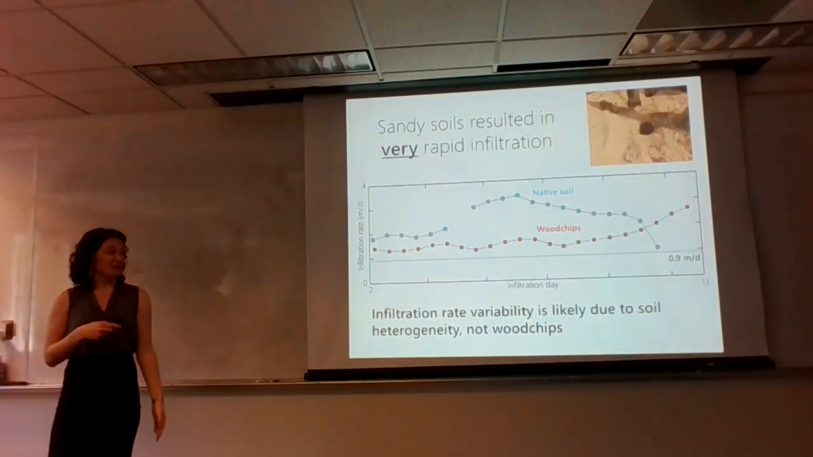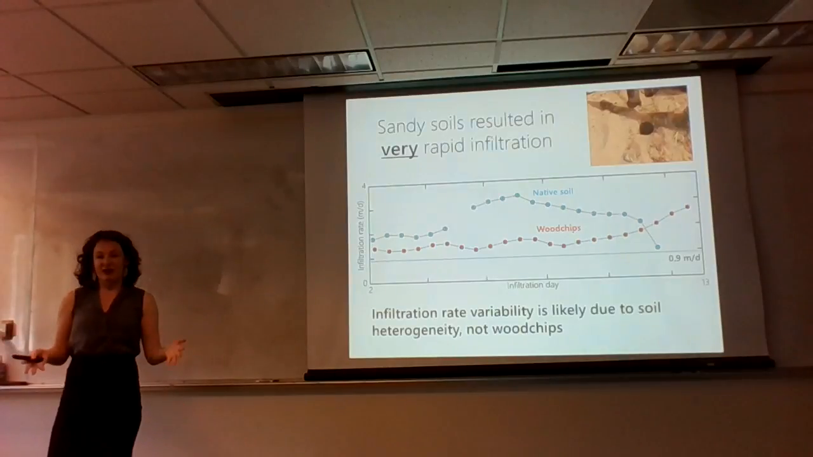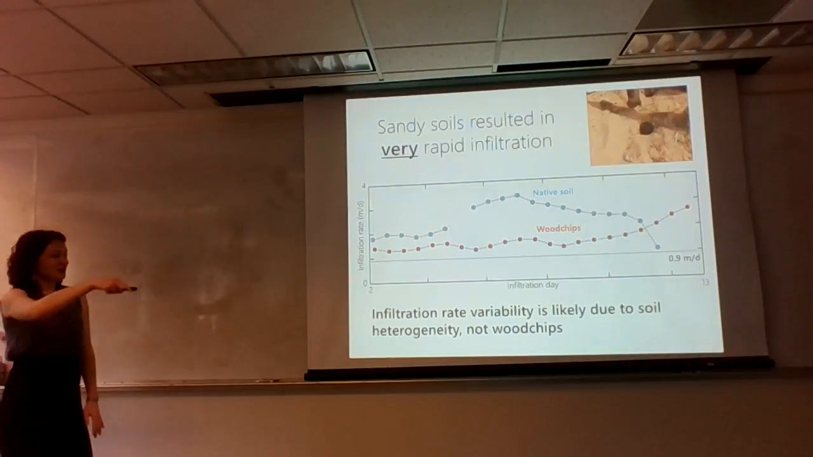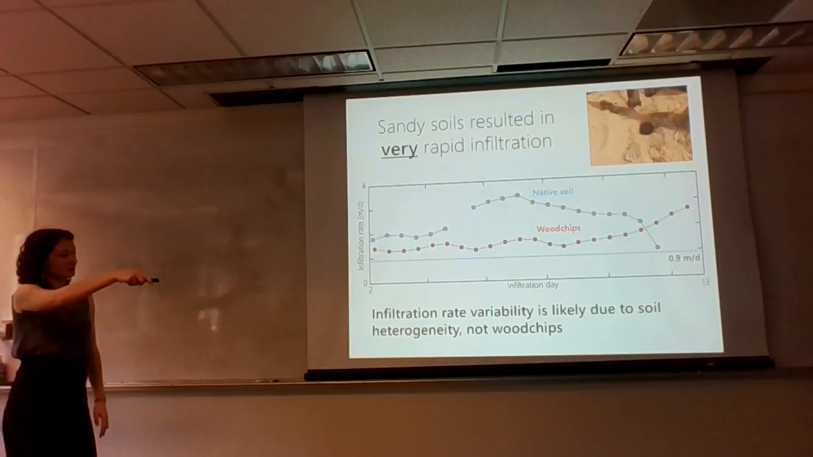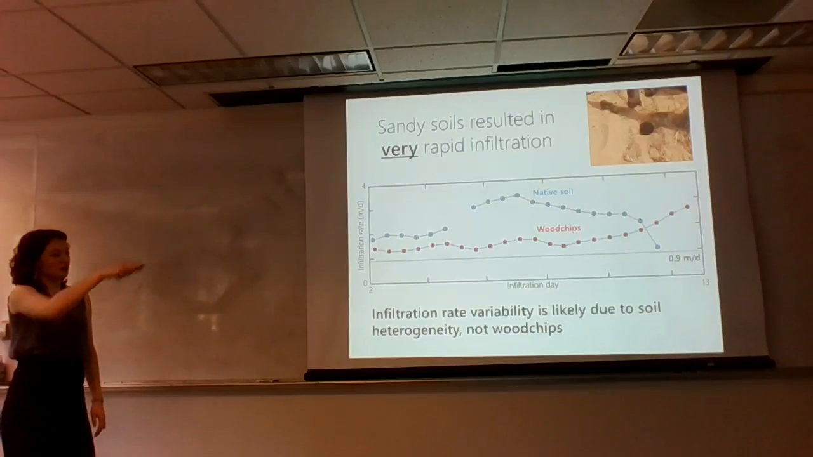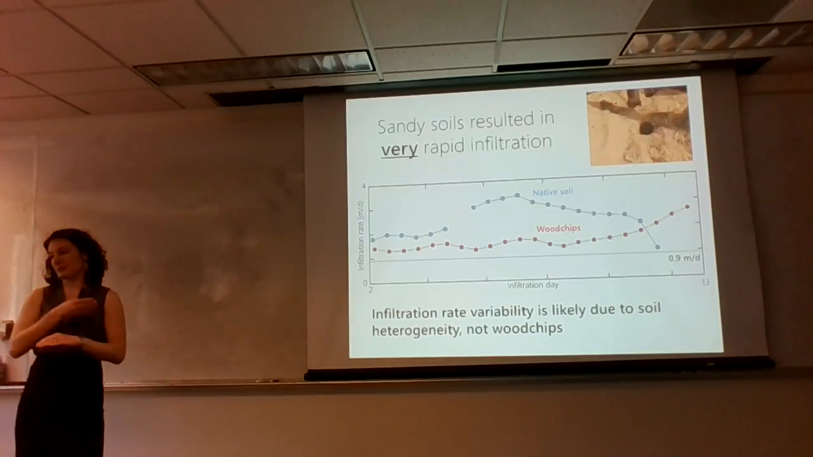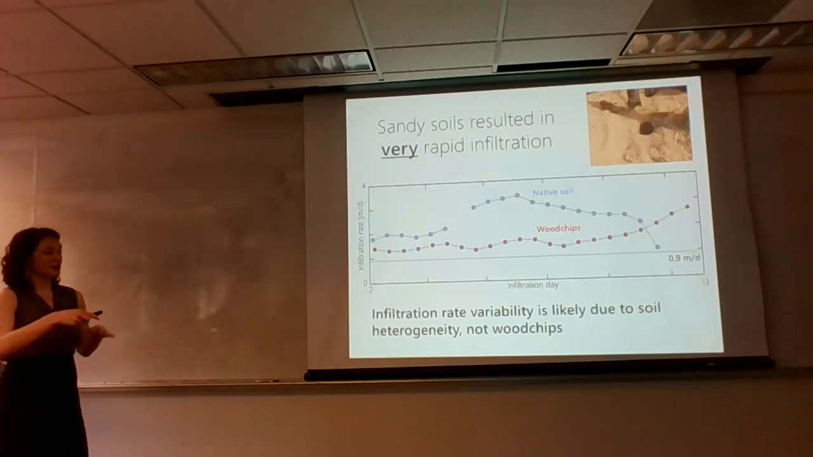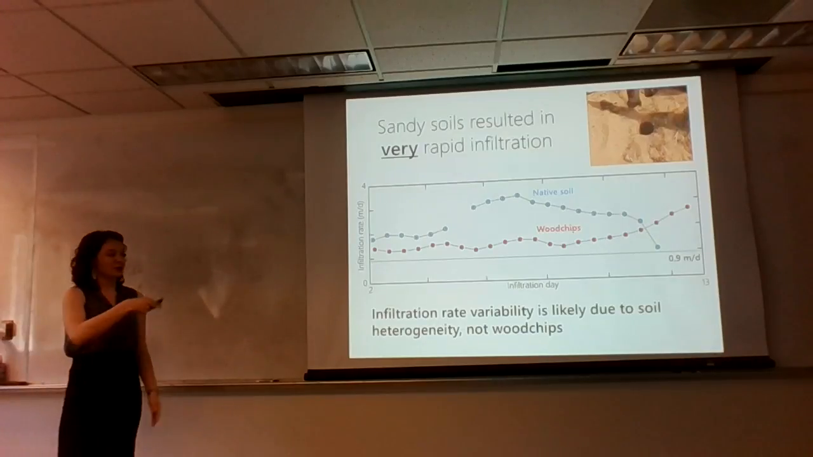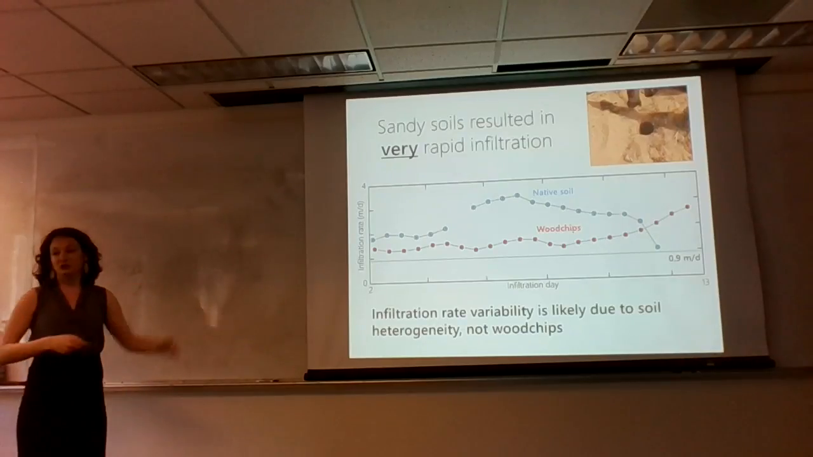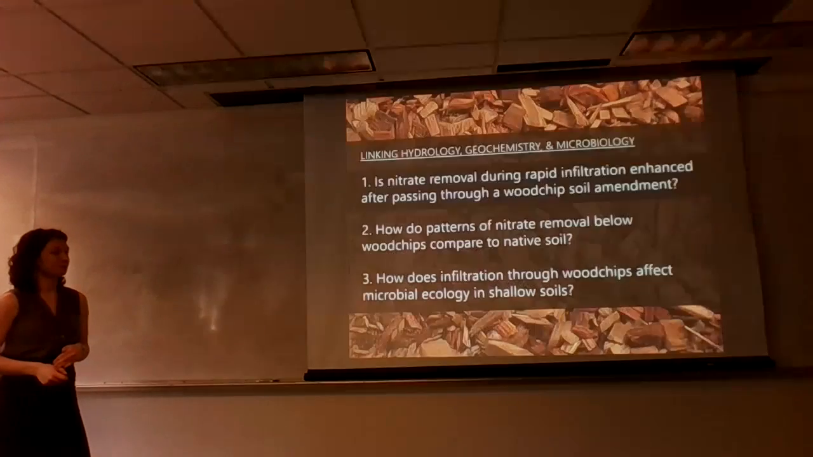The soils at this field site were very sandy, and that resulted in very rapid infiltration. This data is showing infiltration rate over time for an experiment with native soil in blue and wood chips in red. This horizontal dashed line is that 0.9 meter a day threshold from the beginning of this section. And so these experiments present a good setting to look at nitrate removal during very rapid infiltration.